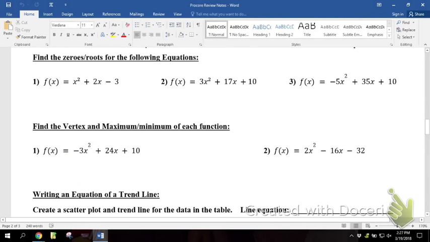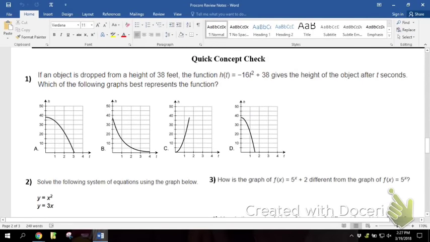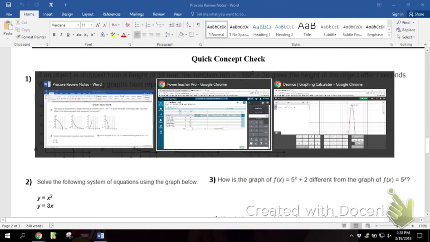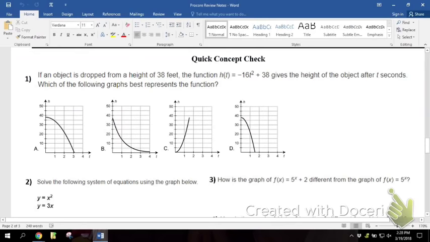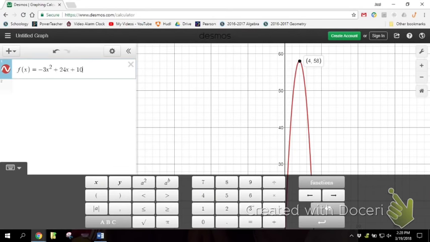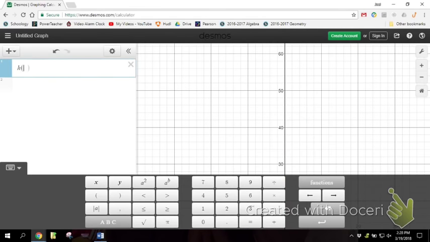There we go. The first problem, so underneath where it says quick concept check, this one is just figuring out which graph matches. So I can go ahead and plug that in. There we go. I can go in here and I can change this. So it says h of t, so h parentheses t is equal to -16t squared plus 38. So I get a graph looking something like this.